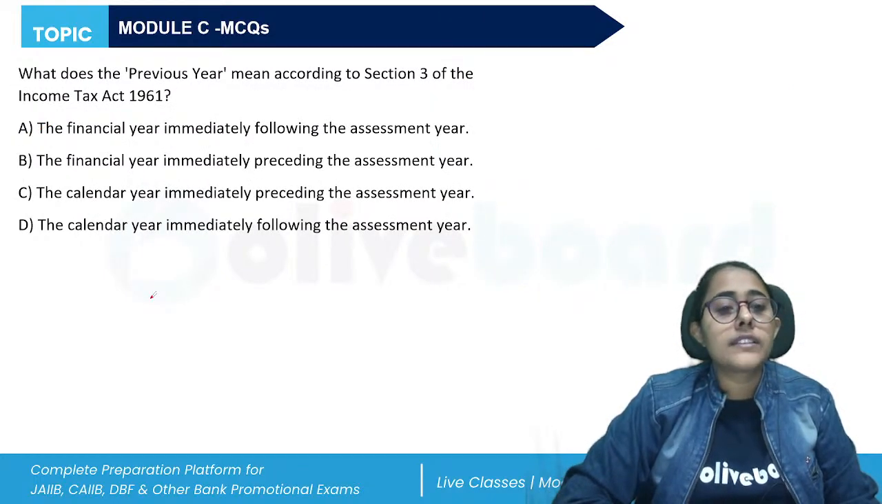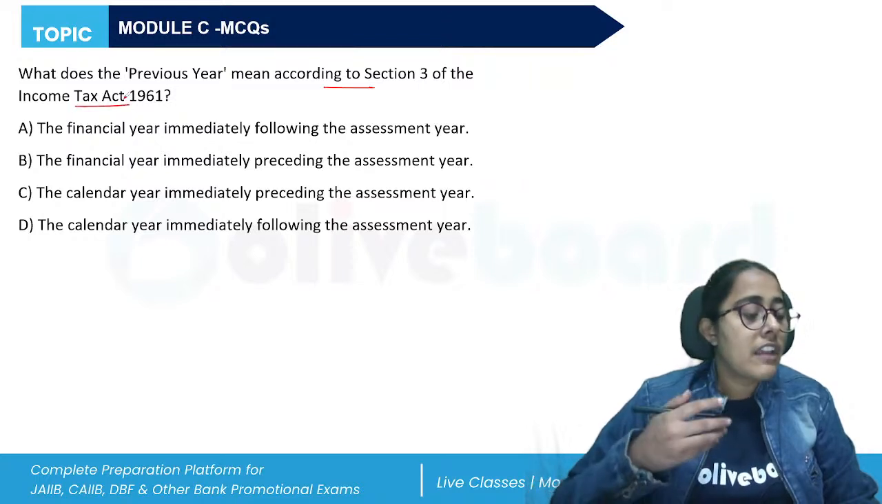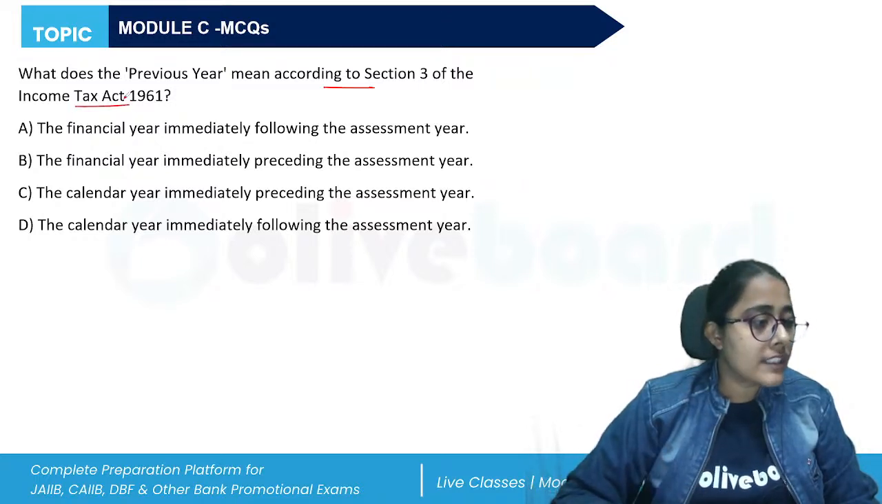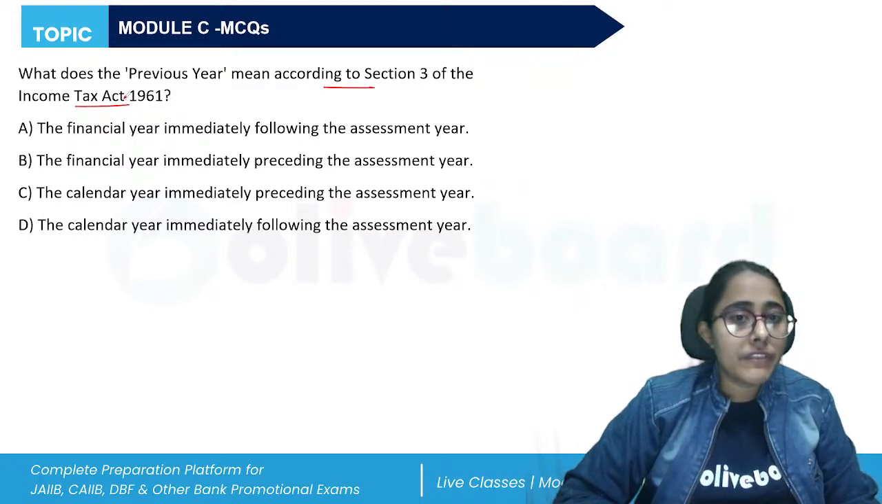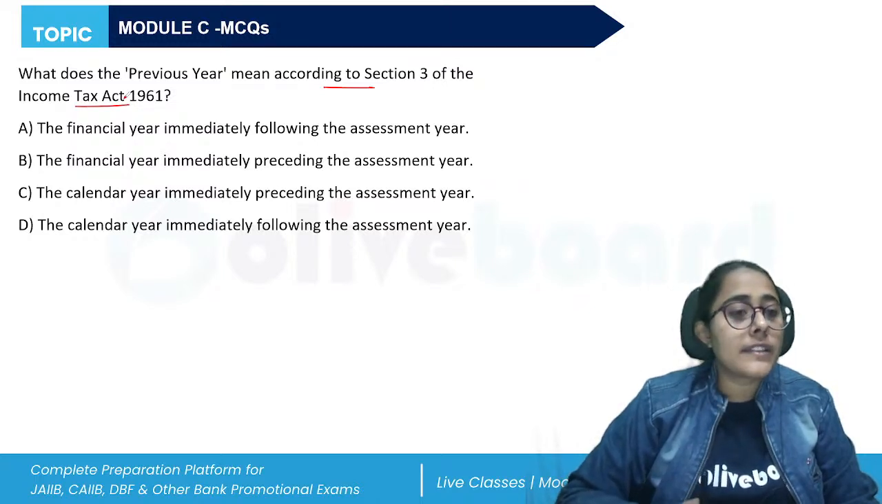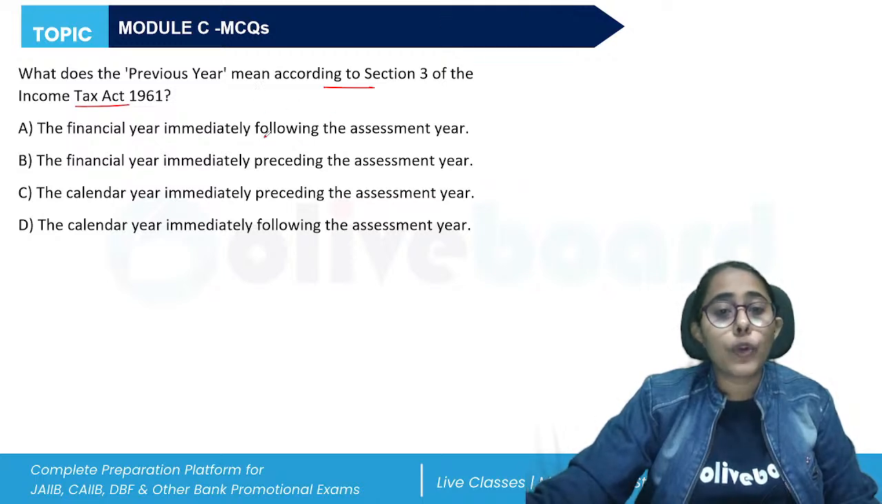Then, what does the previous year mean according to section 3 of the Income Tax Act? We have various terminologies in the Income Tax Act. We have the assessment year, we have the previous year. So, previous year, what is the meaning of the previous year? A, the financial year immediately following the assessment year; B, the financial year immediately preceding the assessment year; C, the calendar year immediately preceding the assessment year; or D, the calendar year immediately following the assessment year.